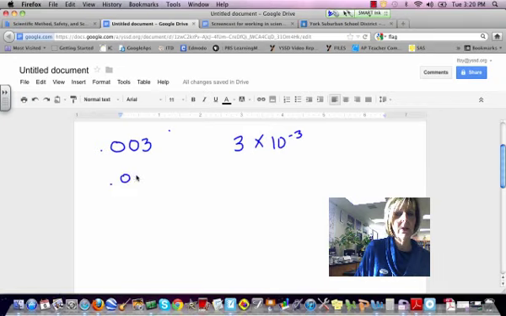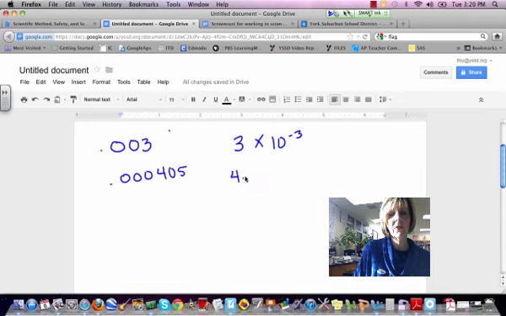So 0.000405, that zero in between two non-zero numbers is significant. So my answer is going to be 4.05. Let's see how many exponents I need. 1, 2, 3, 4. So this is going to be times 10 to the minus 4th. So I've got 3 sig figs there.